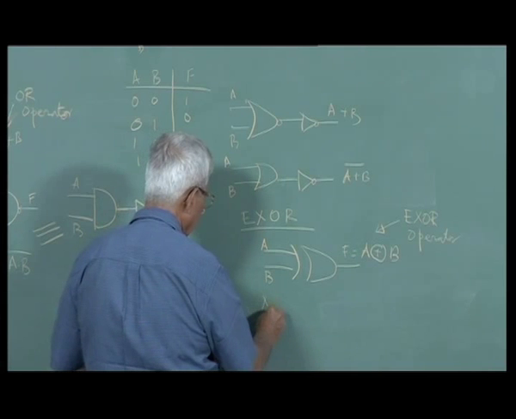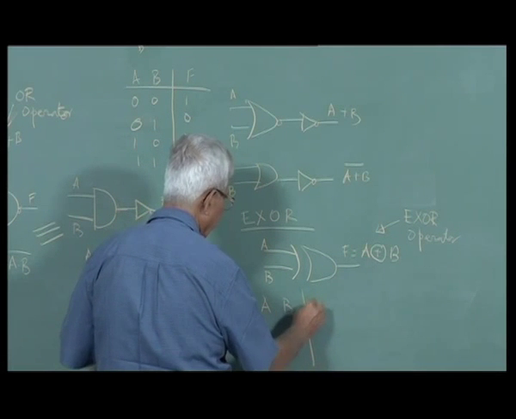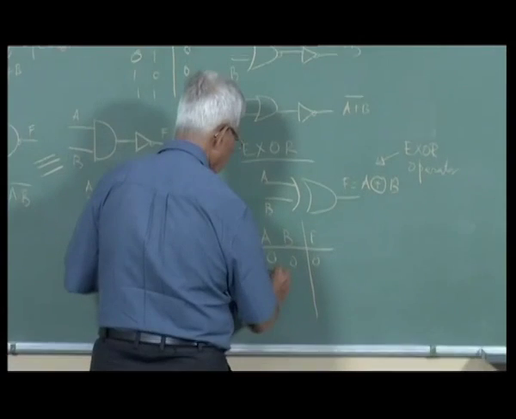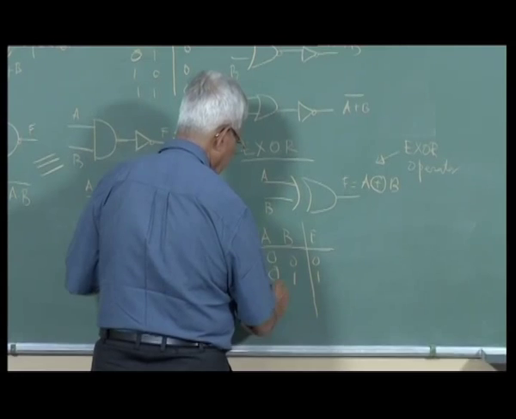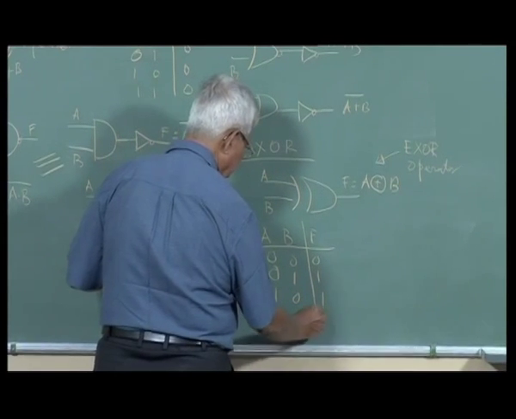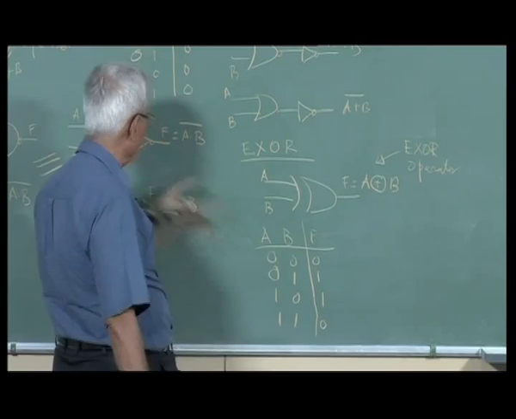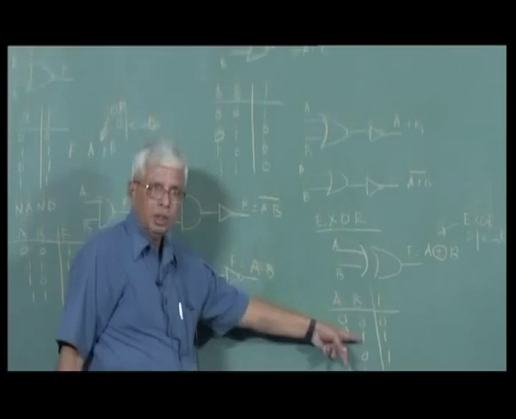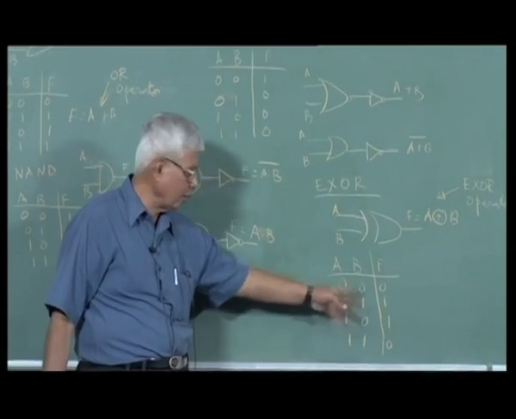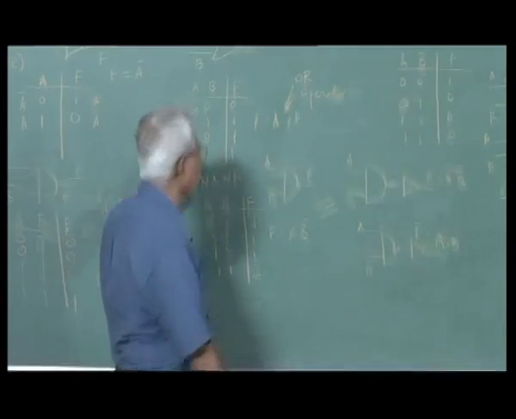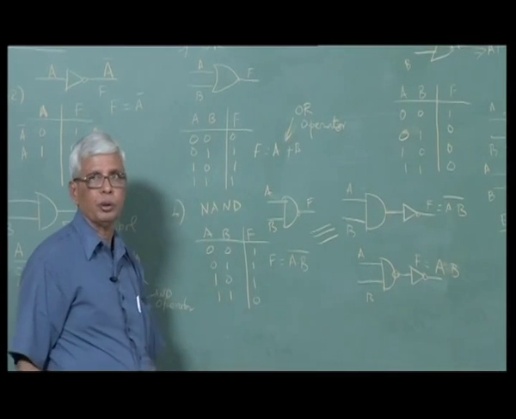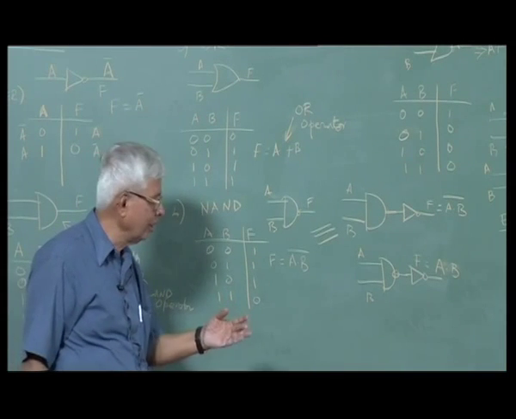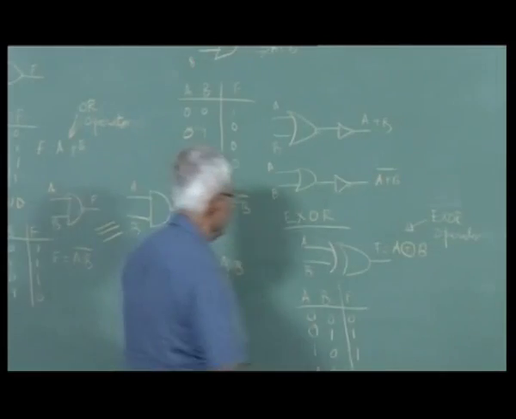The truth table is: either one of them should be 1. If both are zeros, the output is 0. If one of them is 0 and the other is 1, it will be 1. If both are 1 again, it will be 0. This is different from this. Here, if only one of the inputs is 1, we will have an output. If all the inputs are 0 or all the inputs are 1, we don't have an output. Here, at least one of the inputs should be 1, then we will have an output. That is the difference. Naturally, exclusive NOR is the opposite of that, XNOR.